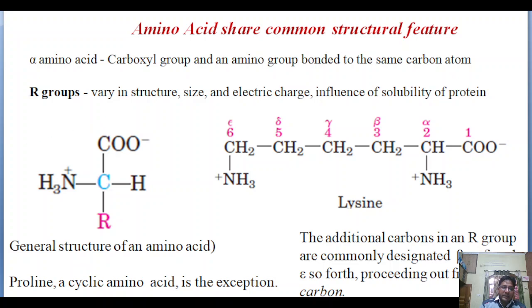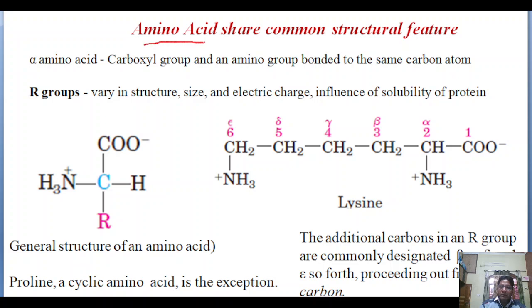Now we will discuss the structure of the amino acids. These 20 amino acids, what are their structures? As we are saying, proteins are made up of the same set of 20 amino acids, which combine in different sequences and make different proteins. So different types of amino acids make different types of proteins.